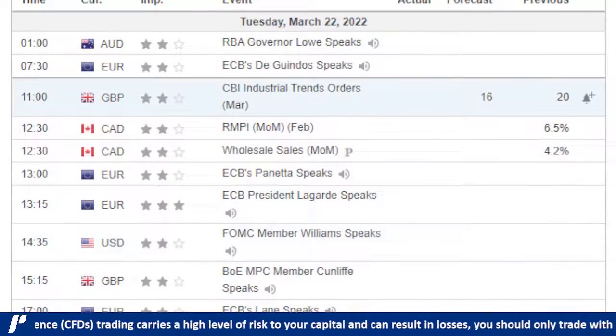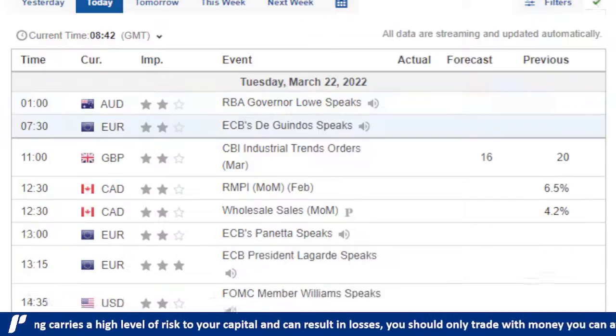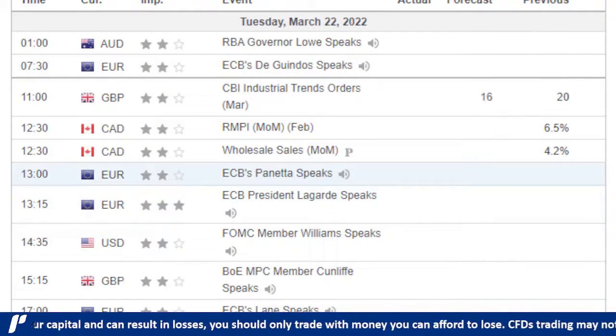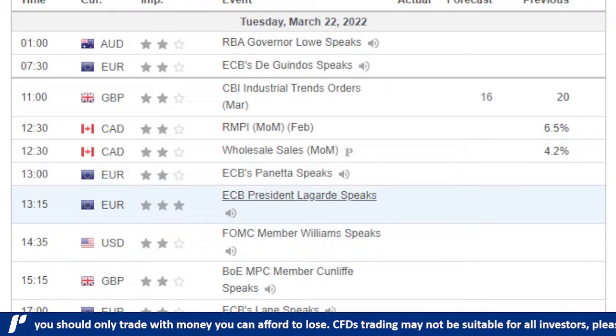Starting with the economic agenda for today, Tuesday, the 22nd of March, basically the agenda lacks any important economic releases that should drive higher volatility than usual. On top of that, the most important thing that we need to watch is the speech expected from ECB President Christine Lagarde. She's due to give a speech in an online conference.